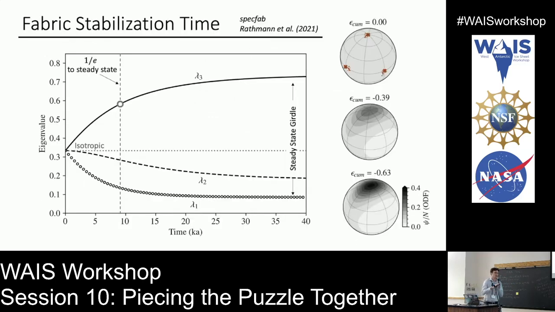Now, we get some signal in the ice fabric. We want to say something about how long that might have taken to develop. So I took a model from Nicholas Rathman and ran some forward simulations. These are just really, really simple. So just started from isotropic and then just squished consistently in the same strain regime until you get to some steady state. And then I pulled out this number here for 1/e to steady state. So that's what I say is the kind of the spin-up time or the stabilization time.